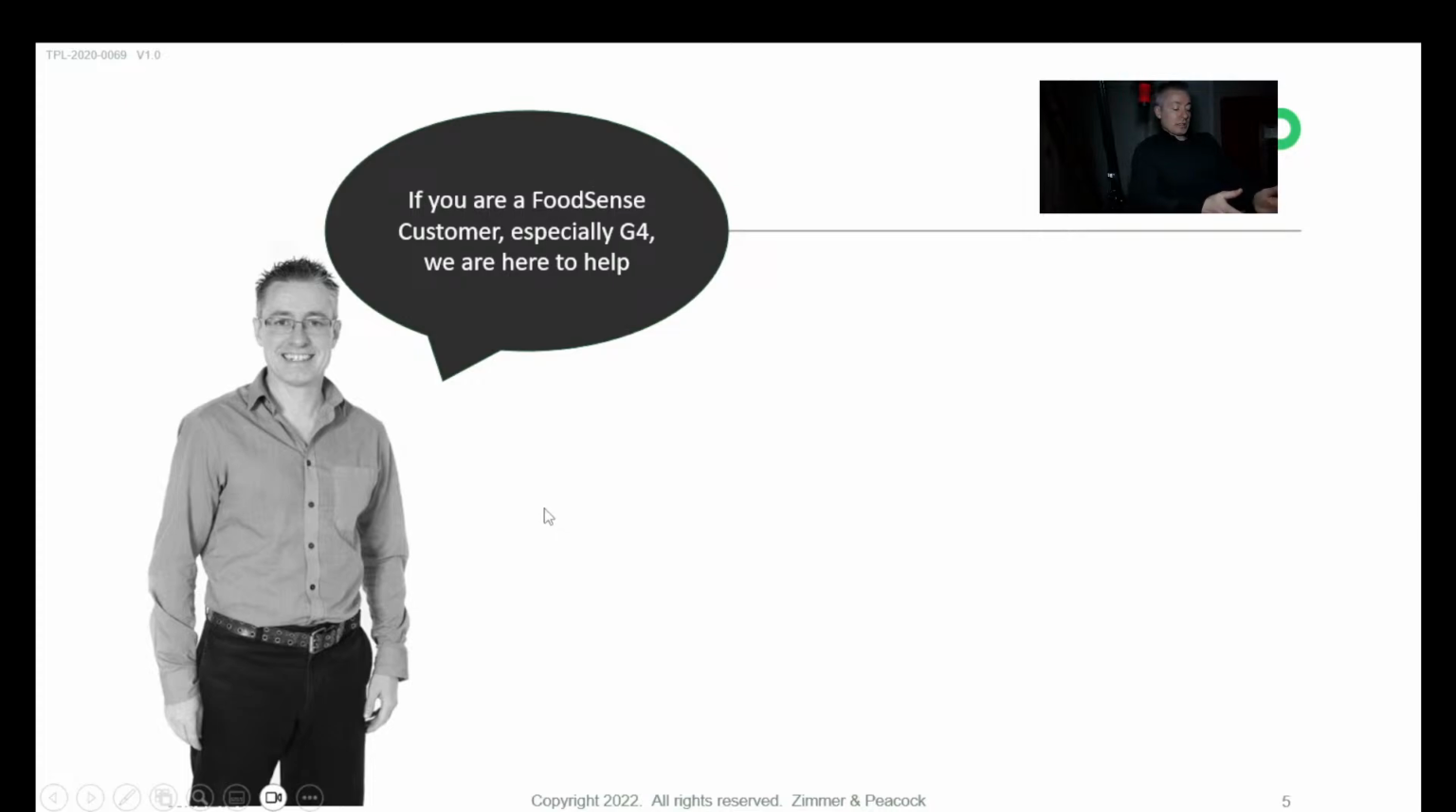Generation 4 means you put your sample on the sensor, the sensor gives you a result, and you get it immediately on your phone. The result also goes to the cloud and is stored online. If you need support from ZP, you can allow us access to that raw data and we can support you. That's why it's really good to be a Generation 4 FoodSense customer.